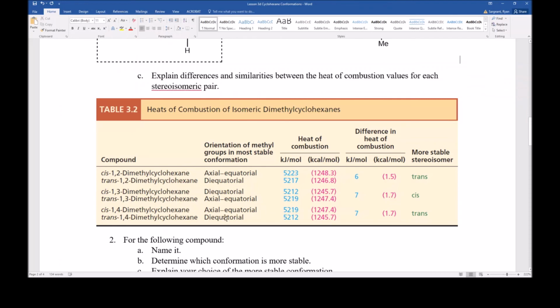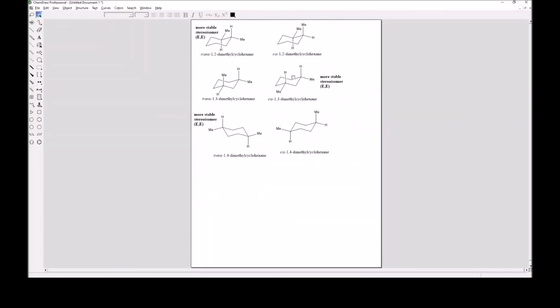The odd one is when we look at cis 1,2 and trans 1,2-dimethyl cyclohexane. Notice that the di-equatorial version, the trans 1,2-dimethyl cyclohexane, has a heat of combustion value that is still lower than the axial equatorial versions of 1,3 and 1,4-dimethyl cyclohexane, but it's actually a little bit higher, and a fair amount higher, than the di-equatorial versions of 1,3 and 1,4, and this is because of sterics.